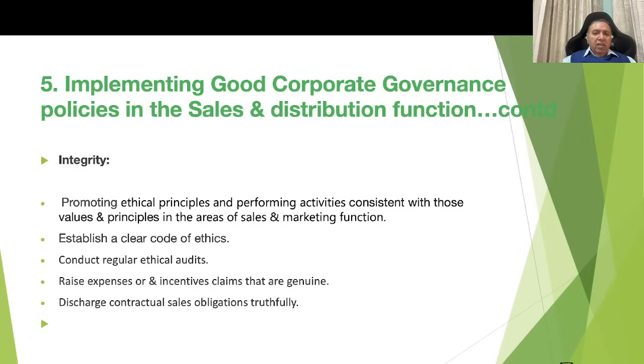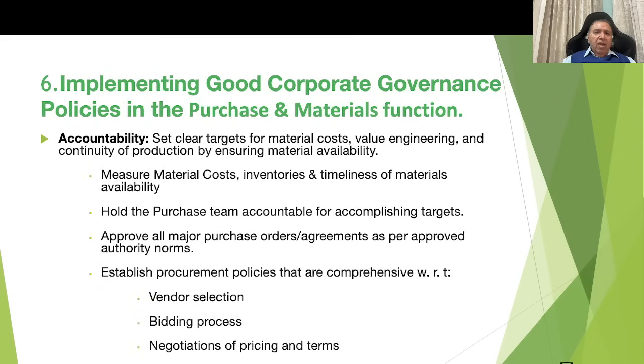Integrity. Promoting ethical principles and performing activities consistent with those values and principles in the areas of sales and marketing function. Establish a clear code of ethics. Conduct regular ethical audits. Raise expenses or incentive claims that are genuine, and discharge the contractual sales obligation truthfully. Now, these are primarily the 4 pillars in the context of the sales and distribution function. Now, I take up the good corporate governance policies in the purchase and materials function.